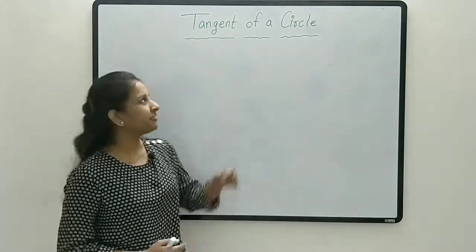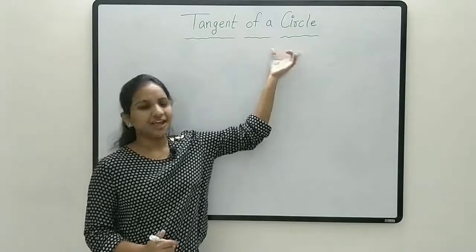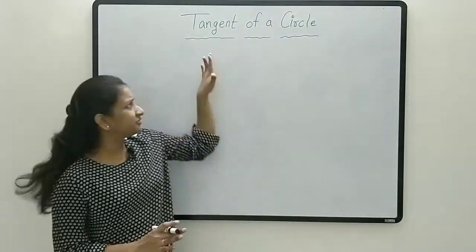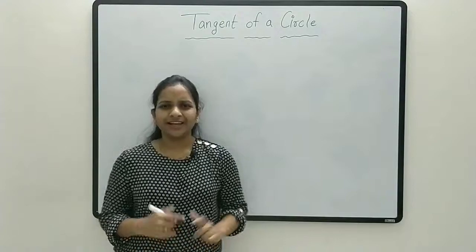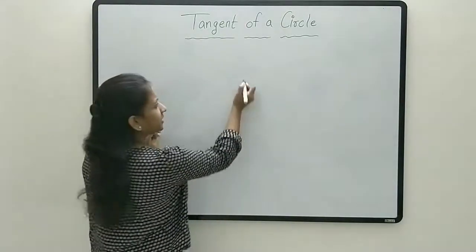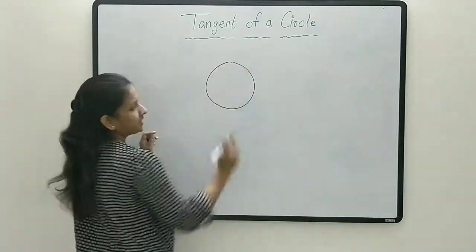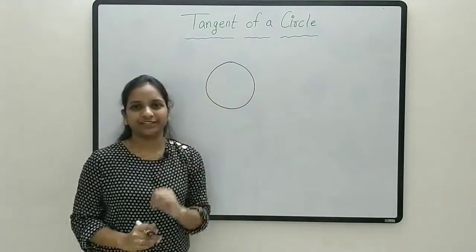In this video, we are covering tangent of a circle. From this, we'll get to know that there is one tangent and there is one circle. Let's draw quickly whatever we know. We know circle, let's draw it. Now let's see what is tangent to the circle.